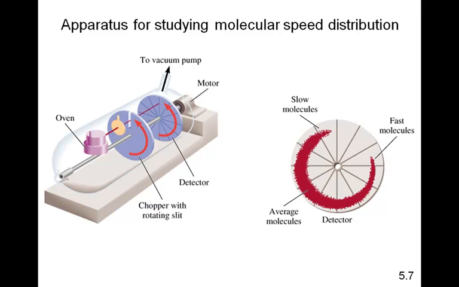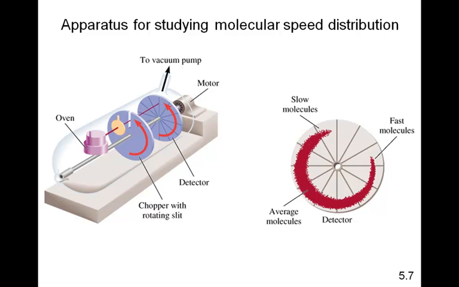Well, if we look at the slide, it says this is an apparatus for studying molecular speed distribution. And you say to yourself, molecular speed distribution? What is he talking about? Well, as you know, the average kinetic energy is directly related to the Kelvin temperature. It's the average kinetic energy that is related to the Kelvin temperature.